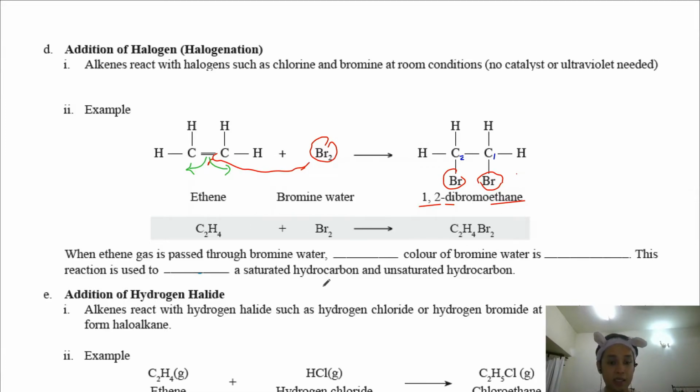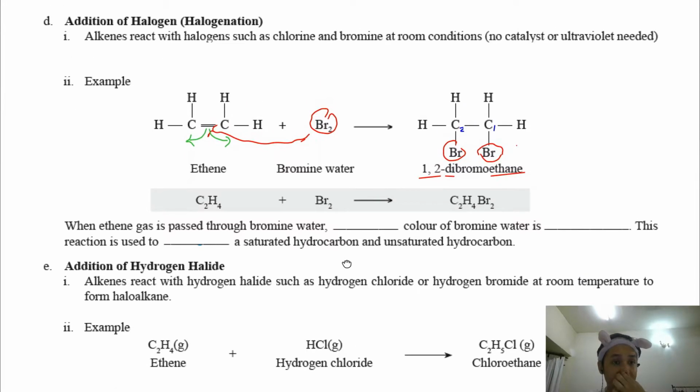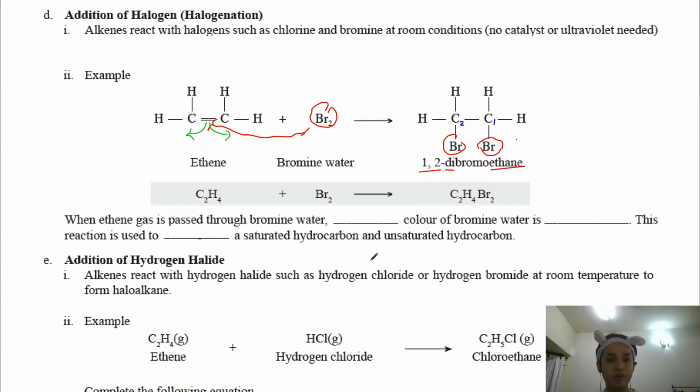There is an important reaction here, which is the observation. When ethene gas is passed through bromine water, the color of the bromine water is brown. Since there is a reaction with the bromine water, the brown color will disappear, meaning the color will change from brown to colorless.